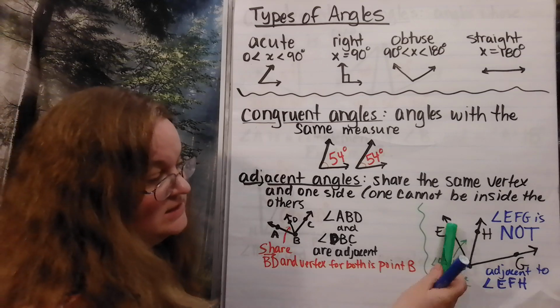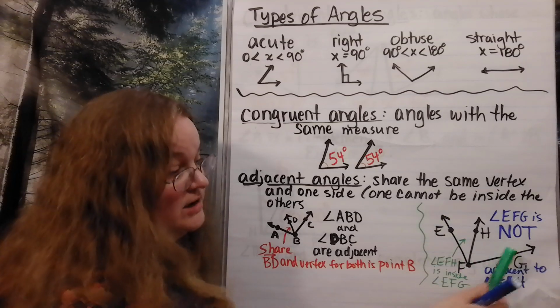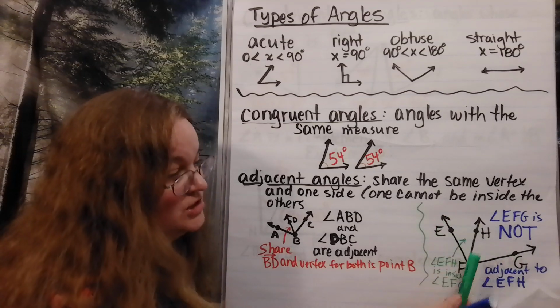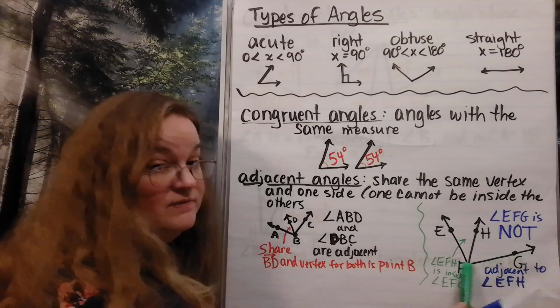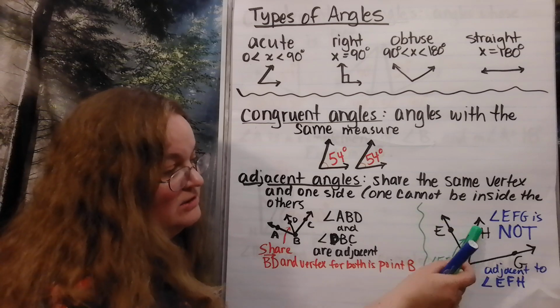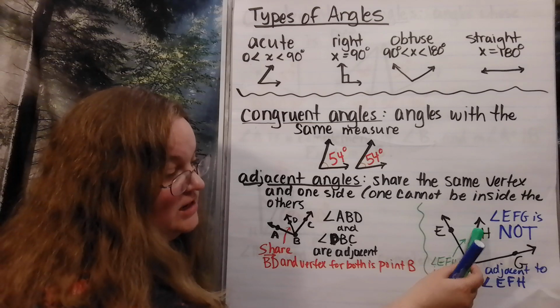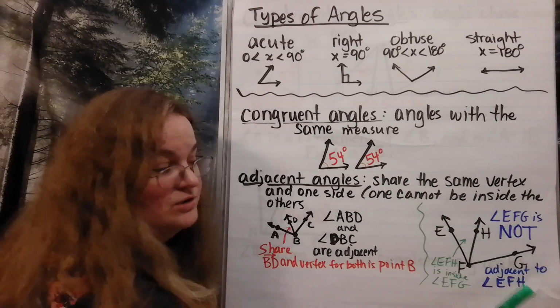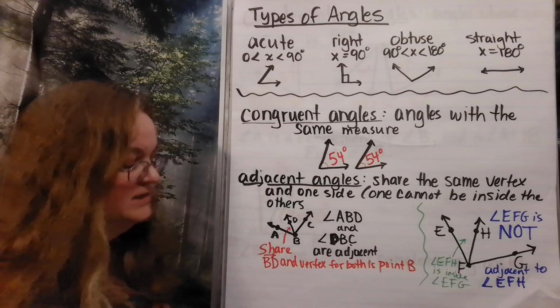In this case, EFG, so the big angle, is not adjacent to EFH because EFH is inside of the other angle. So even though they share a side and they share a vertex, you can't have one inside the other. Now, if I had said EFH and HFG, those could be adjacent, but the big angle can't be adjacent to one that's inside of it.